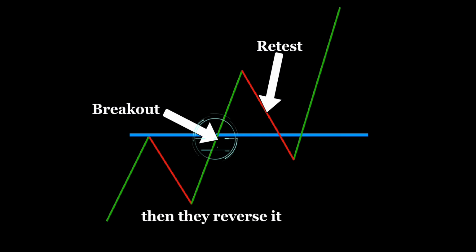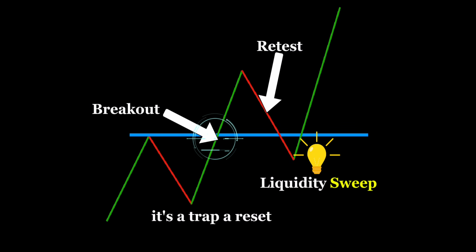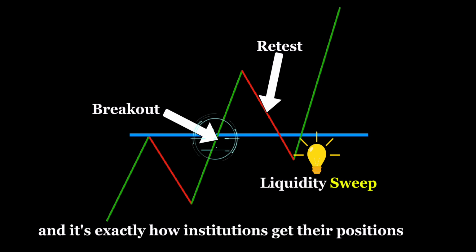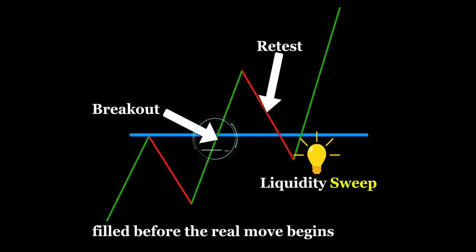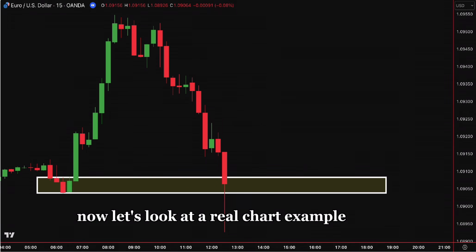Then they reverse it. Right after grabbing that liquidity, the price shoots back in the opposite direction. It's a trap, a reset. And it's exactly how institutions get their positions filled before the real move begins. Now, let's look at a real chart example.